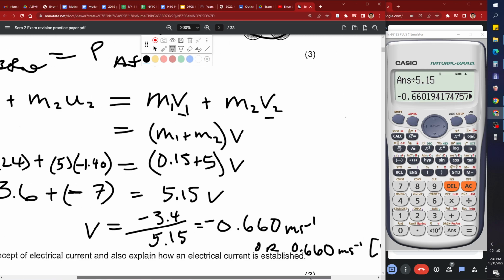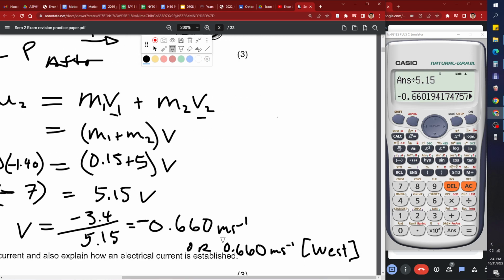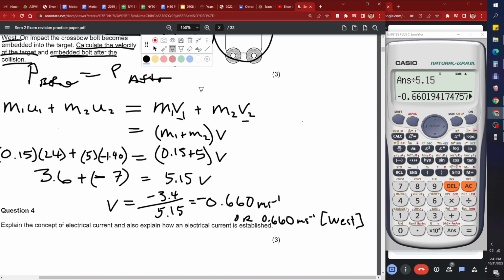So it's okay to leave your answer like this, negative, that's fine, or you can just realize it and say, oh, positive value, but say the direction's west. I'm just going to zoom out a little bit so you can see the whole thing.